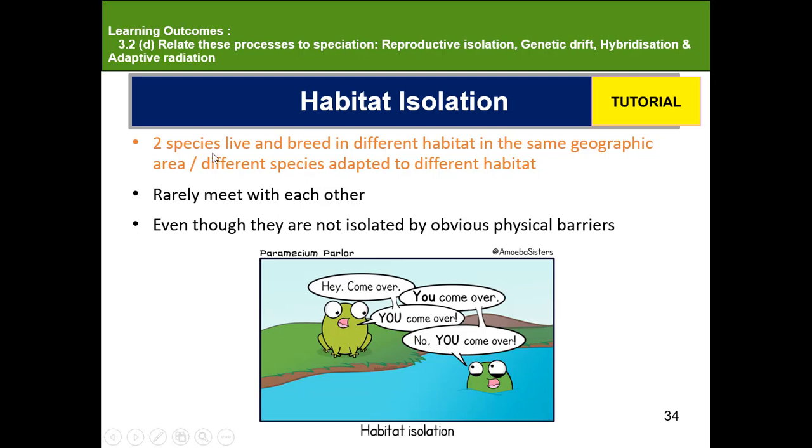The first one, habitat isolation. The species live and breed in different habitats in the same geographic area, or different species are adapted to different habitats. They rarely meet each other, even though they are not isolated by obvious physical barriers. Okay, look at the diagram. The frogs on the land, while other frogs are in the river. Different habitat.